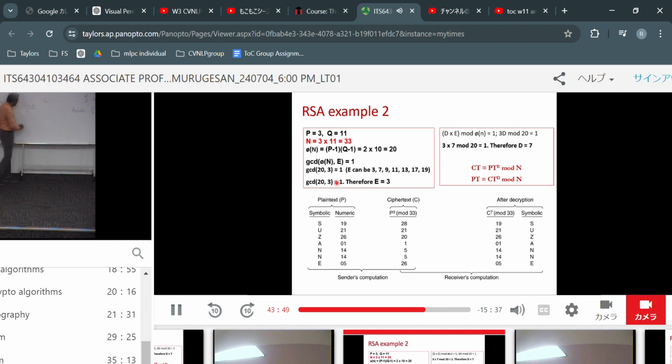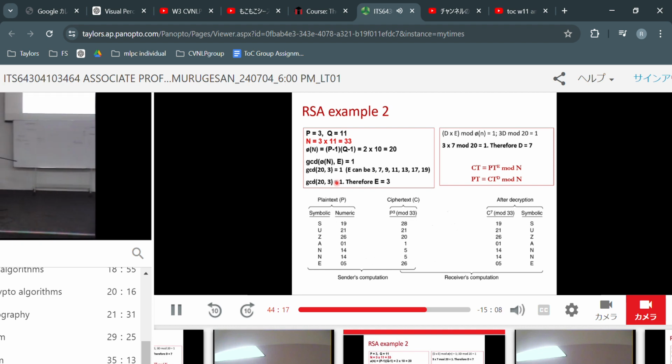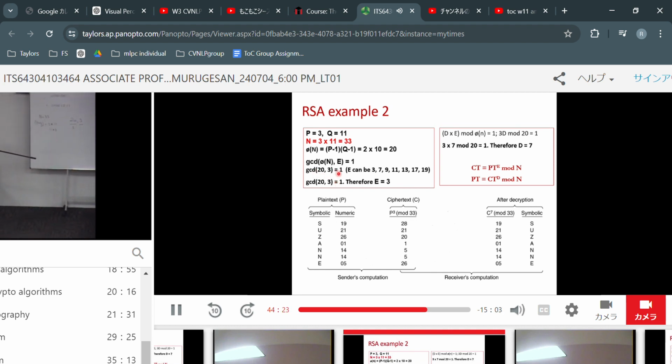Can I take 3? 20 is not divisible by 3. Because 3 goes into 20 6 times, 18, remainder is 2. So 20 is not divisible by 3, but 3 is divisible by 3. But we need a common number that divides both the numbers. So the only common number that divides both the numbers and is the biggest number is 1. You get me? So that's why we put here GCD of 20 comma 3 is equal to 1.